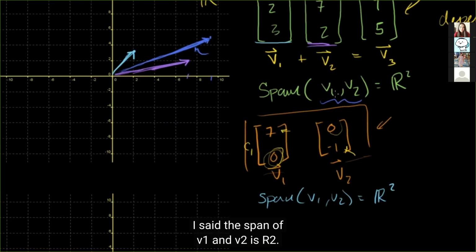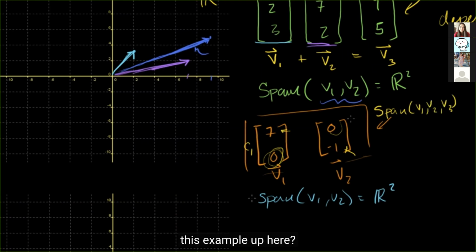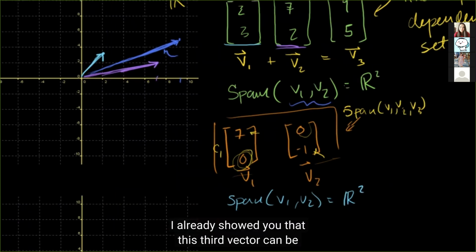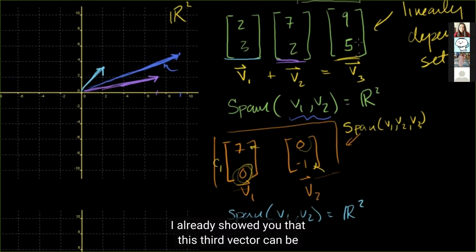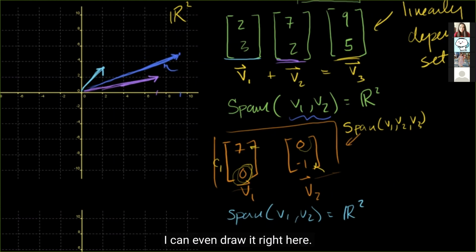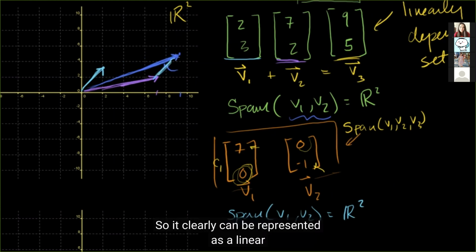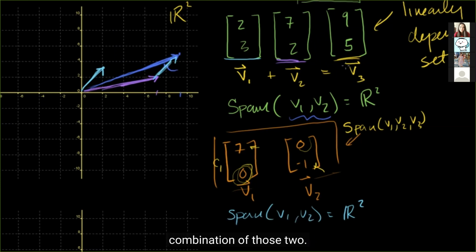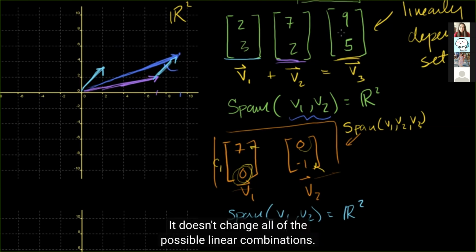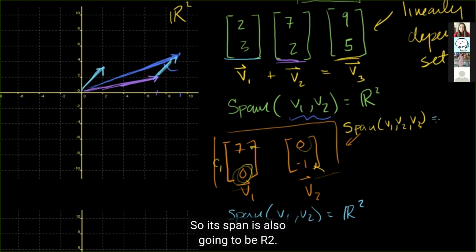Now, this is another interesting point to make. I said the span of V1 and V2 is R2. Now, what is the span of V1, V2, and V3 in this example up here? I already showed you that this third vector can be represented as a linear combination of these two. It's actually just these two summed up. I could even draw it right here. So clearly it can be represented as a linear combination of those two. So what's its span? Well, the fact that this is redundant means that it doesn't change its span. It doesn't change all of the possible linear combinations. So its span is also going to be R2.